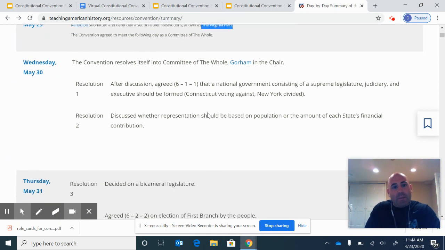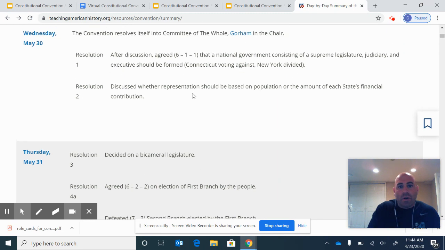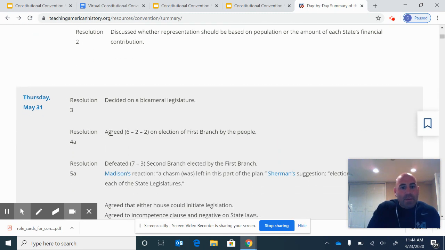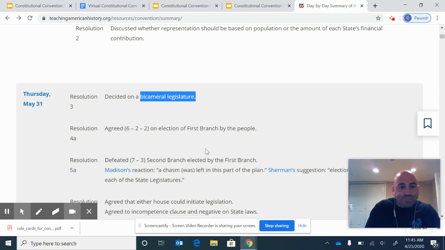If you look at this timeline, on May 30th they start voting on resolution 611. That would be represented by 6 states saying yes, 1 saying no, 1 abstaining, 1 not voting, and New York was divided on that one. By May 31st, they decide on a bicameral legislature. If you remember from the Articles of Confederation, we had one governing body in Congress. Now they're going to have two, according to the Virginia Plan.